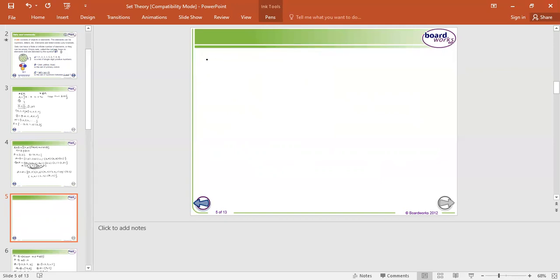So commutative operation is A union B equals B union A. This is union of sets as a commutative operation. Intersection of sets is also a commutative operation. That is, intersection of A to B and B to A is equal.